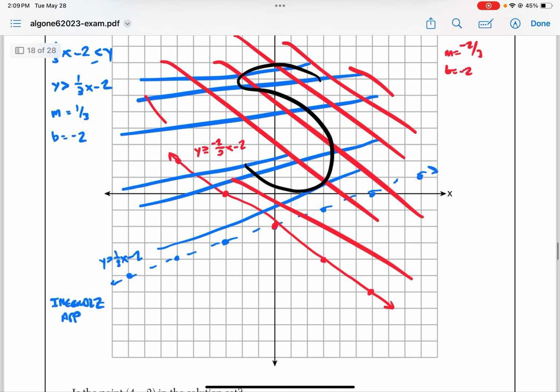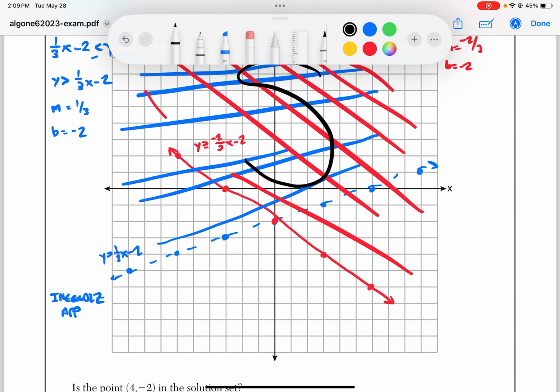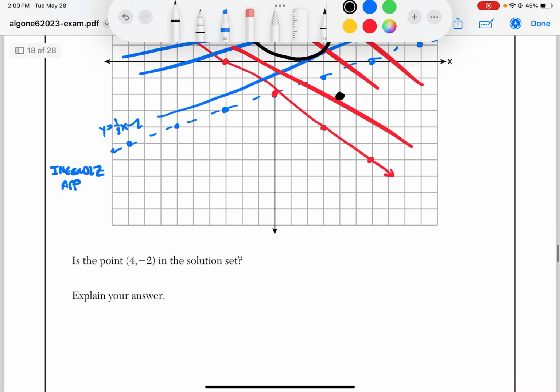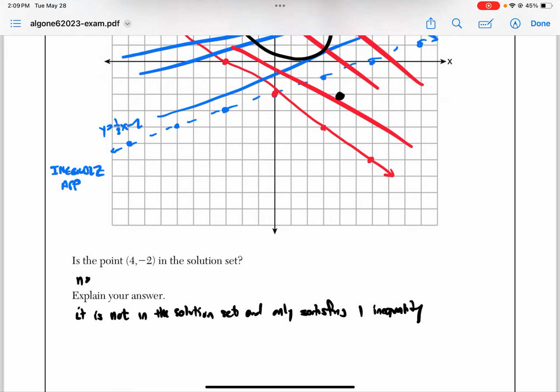Is the point (4, -2) in the solution set? Well, let's go to (4, -2). 1, 2, 3, 4, 1, 2. Is that in the solution set? Well, is it in the area that's scratched by both red and blue marks, which would indicate it's a solution of both inequalities? No, it's not. It is not in the solution set and only satisfies one inequality. And that's it.